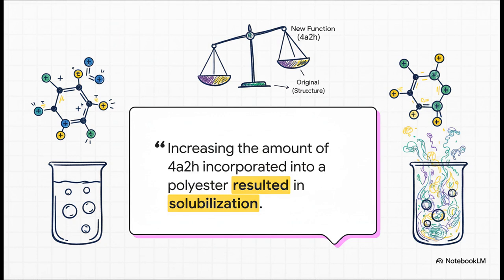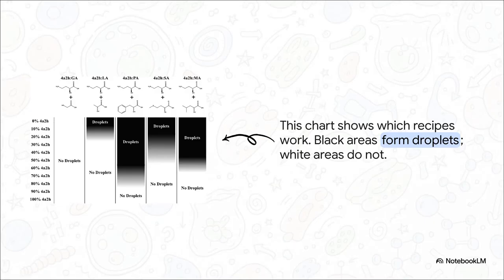It's a real balancing act. Adding a new function is awesome, but not if it breaks the original structure. If you add too much of this new charged ingredient, the polyesters get too friendly with water, and they just dissolve instead of forming those nice little droplets. The recipe has to be just right. So, what did they do?